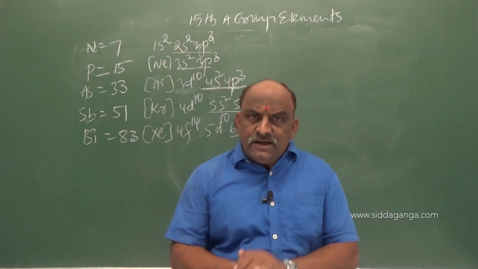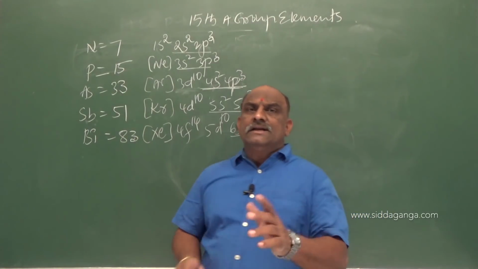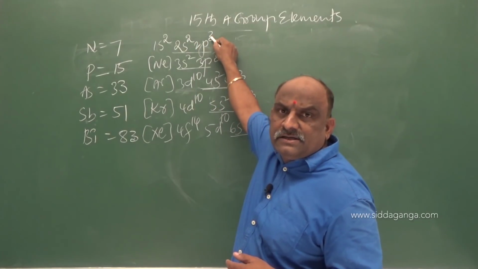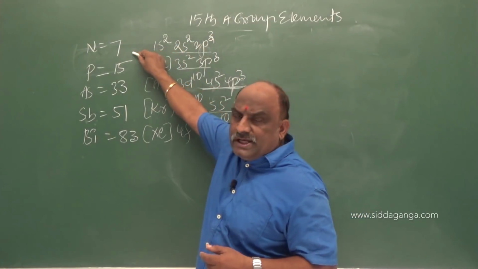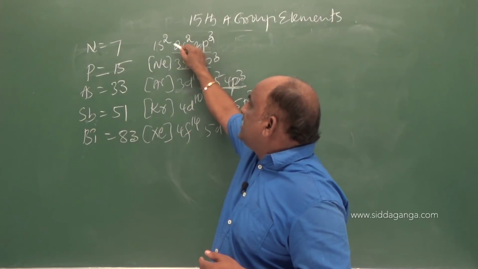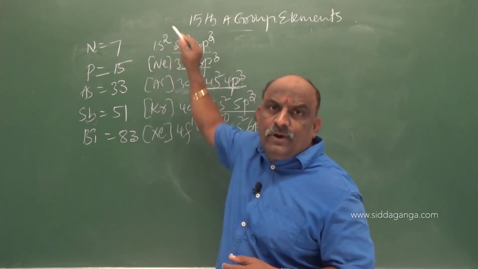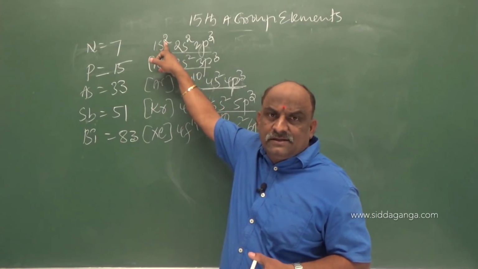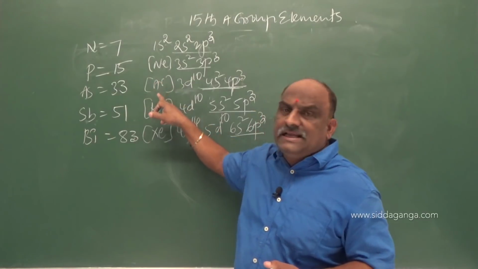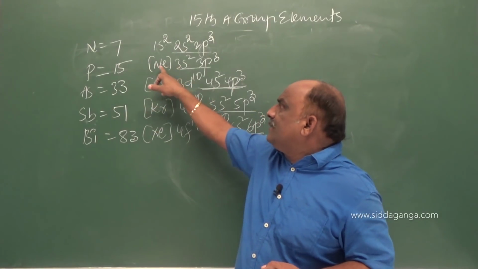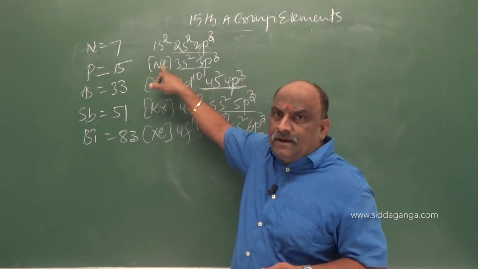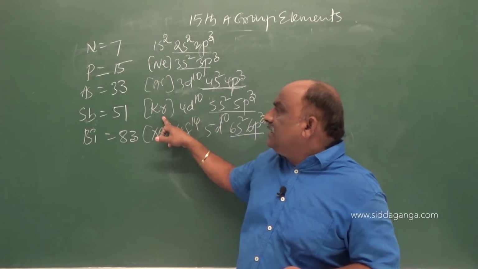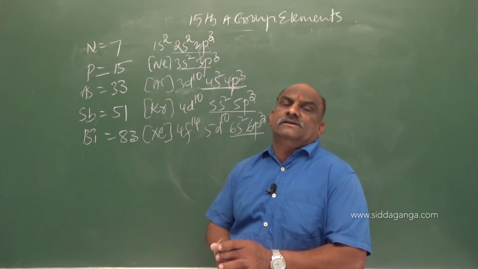According to this electronic configuration, how many electrons are present in the outermost shell? 2 plus 3, 5 electrons. Except nitrogen, the nitrogen atom's penultimate shell contains 2 electrons. For phosphorus, arsenic, antimony, what will be the penultimate shell electrons? Phosphorus 8 electrons, arsenic and antimony 18 electrons.